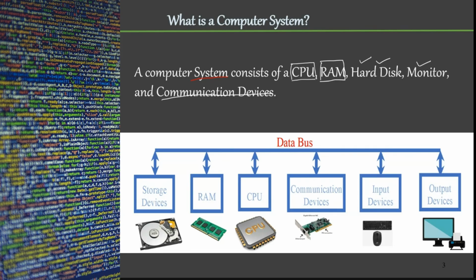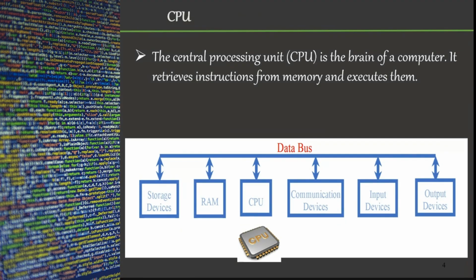A storage device is a permanent memory, and RAM is the fastest memory which directly communicates with the CPU. So one by one we have to understand these units, because these units are very important for programming. Every one of these components has a specific role in every program. So I'll start with the CPU.